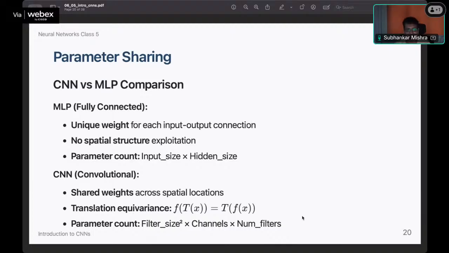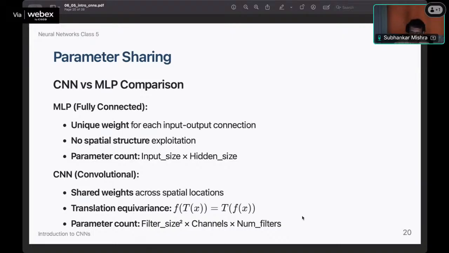But in CNN, we have shared weights. The shared weights are basically the kernels. That kernel keeps on moving across the entire image rather than having one particular weight for a particular neuron. Then there is translation equivariance. That means if a translation is applied to the image, the function's output after translation is the same as the translated output before, right? So we have an equivariance equation there. And then the parameter count does not depend on input size and hidden size, rather it is filter size squared, channels, and number of filters, right?